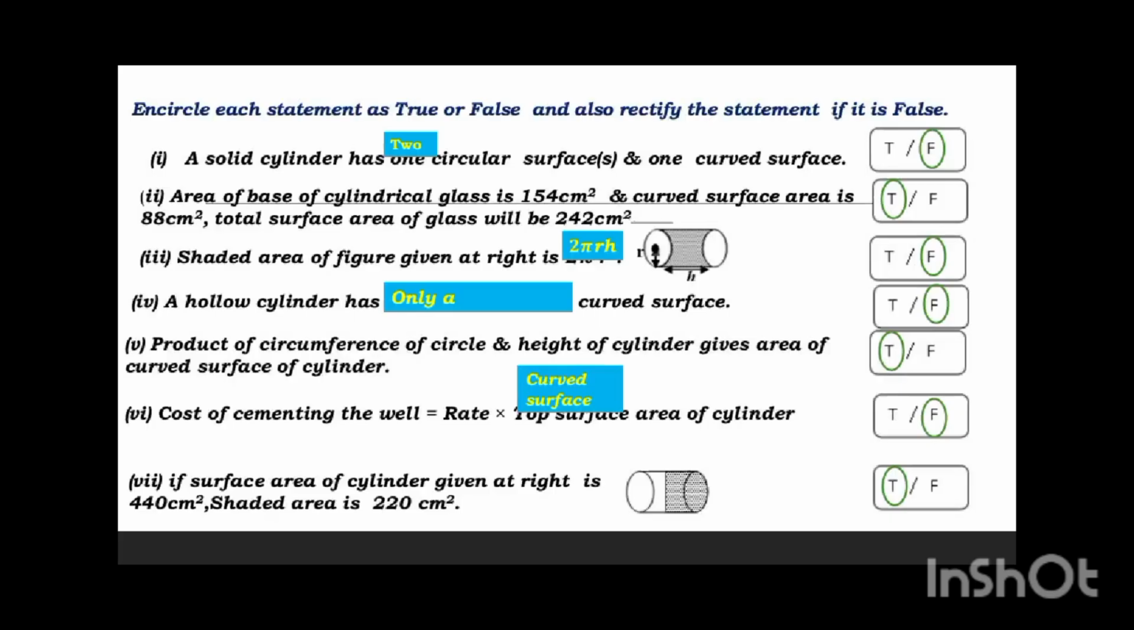Shaded area of the figure given at the right is 2 pi r square. So it's wrong. It's false. It's 2 pi r h, because here only the curved surface area, or lateral surface area, is shaded.